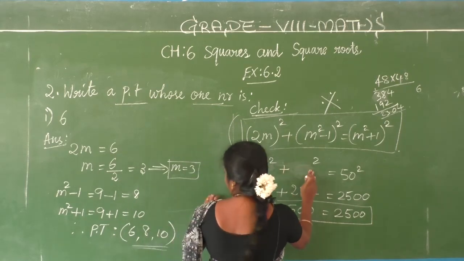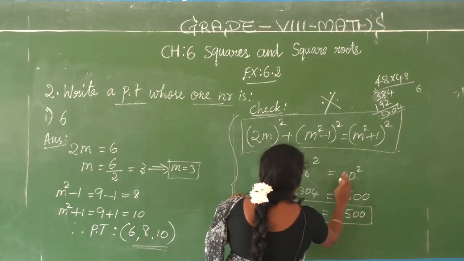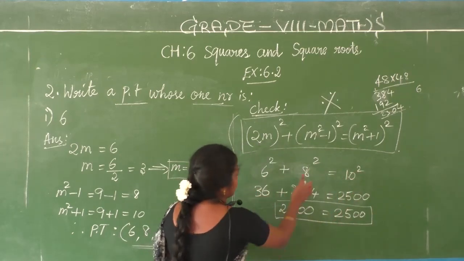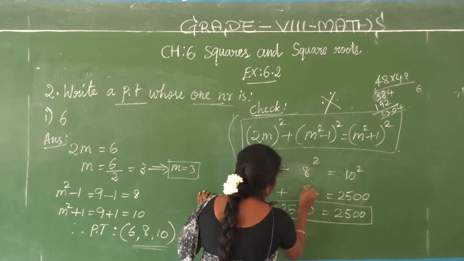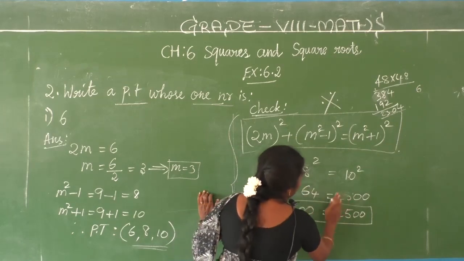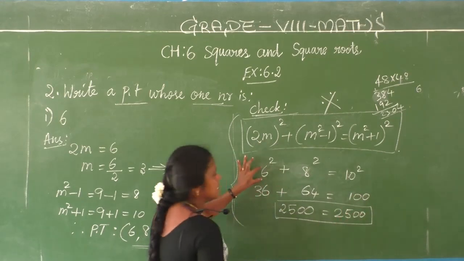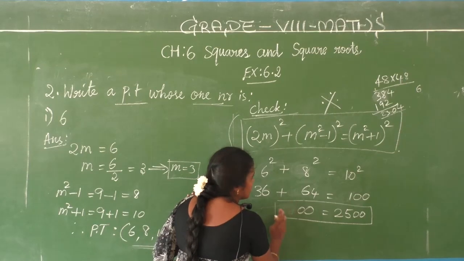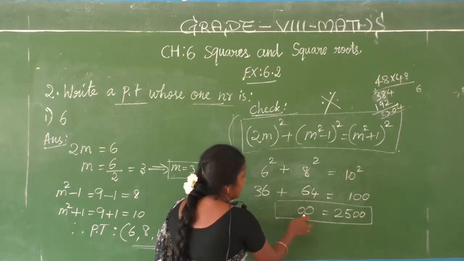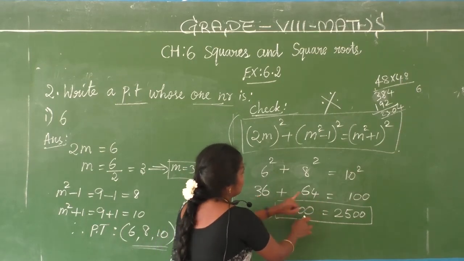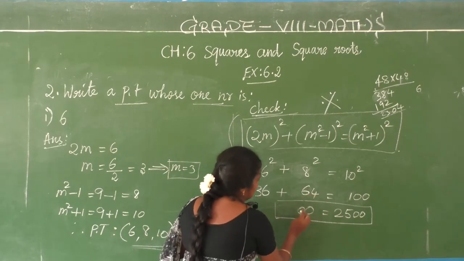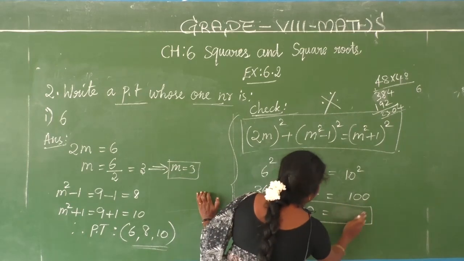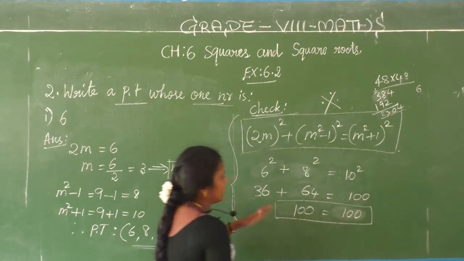So 6 square, second one 8 square, here 10 square. What comes? 6 6s are 36, 8 8s are 64, 10 10s are 100. Clear, children? Coming correctly or not? Check. 36 plus 64 is nothing but 100. Here already 100 only. So our answer is coming correctly. So our answer is correct.